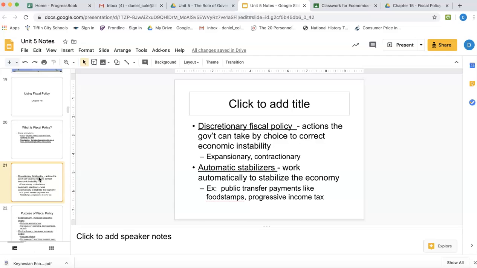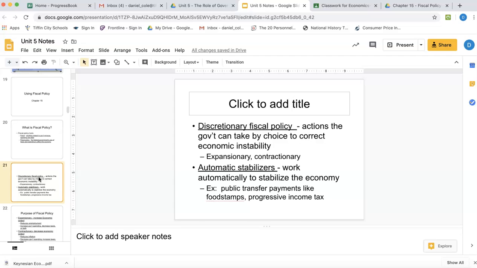Now, traditionally, when we think of fiscal policy, we think of what's called discretionary fiscal policy, and that's what we're actually going to focus on the most. It's the actual choices that the government makes to try to correct something that's wrong in the economy. Okay, and we're going to get into those more in a second, so I'm going to wait on that.